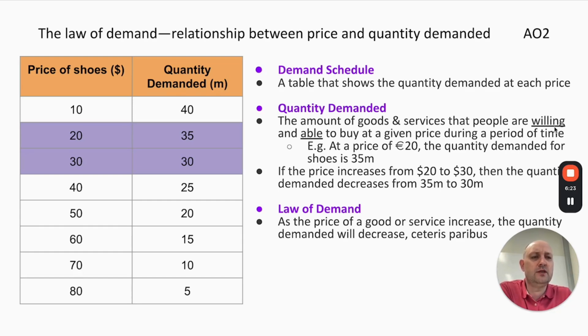Now, one other thing to note in the definition of quantity demanded is willing and able. At a price of 20, the quantity demanded is 35 million. That means people are willing to buy the shoes, but also able to buy the shoes. So you might say at a price of €1 million, we all want to buy a Lamborghini, for example, but a lot of us are not able to. So it must mean that people want to buy it and are able, and that means they have the money available to buy it.